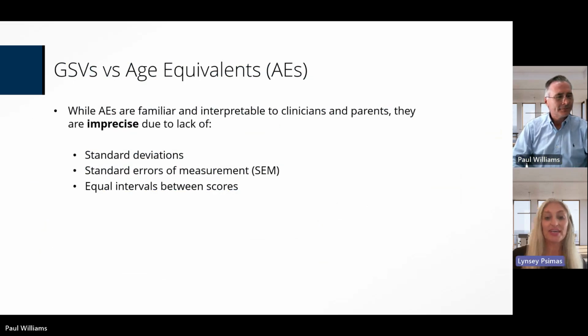So GSV and age equivalence. We just talked about raw scores. Now we're talking about GSV and age equivalence. Age equivalents have really been a standard metric used in research. While these are familiar and easy for parents and clinicians to interpret, they are not as precise because they do not have standard deviations, they do not have the SEMs, and they don't have equal intervals between scores. So age equivalents can show qualitative change in a person's performance, but quantitatively, they're just not as precise.